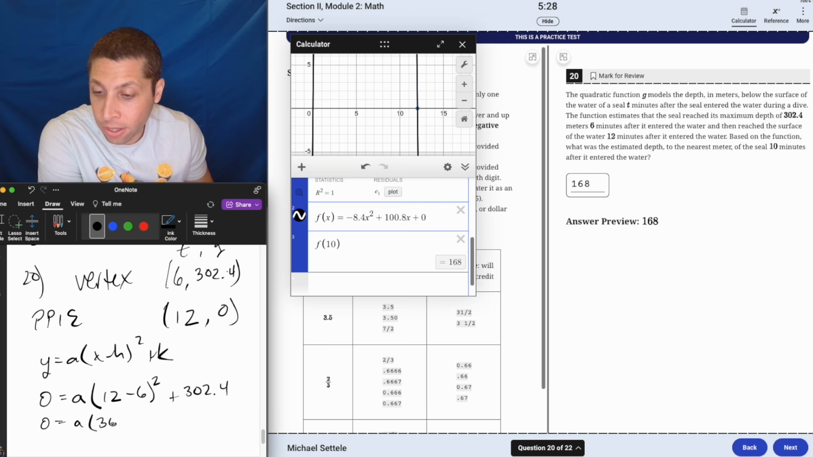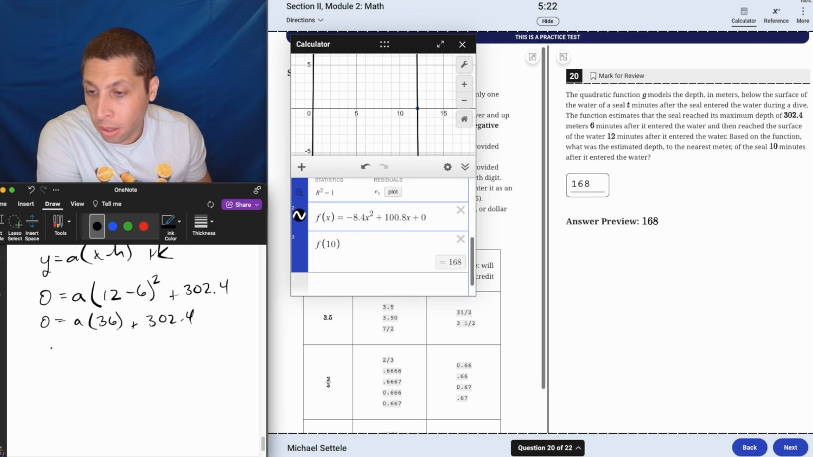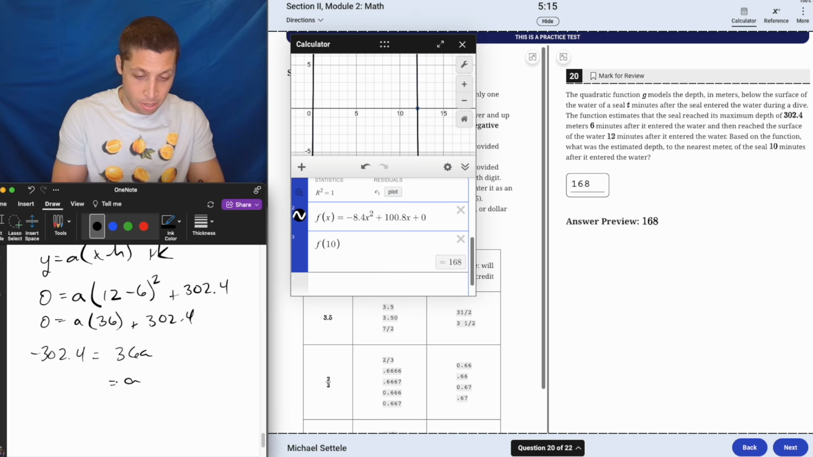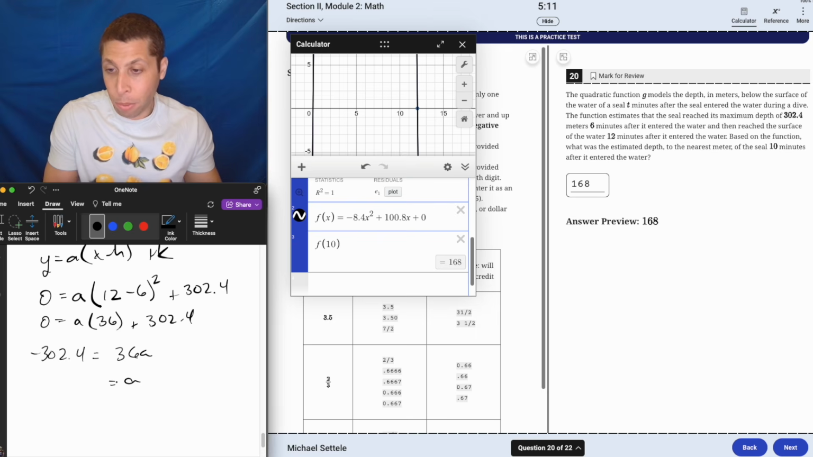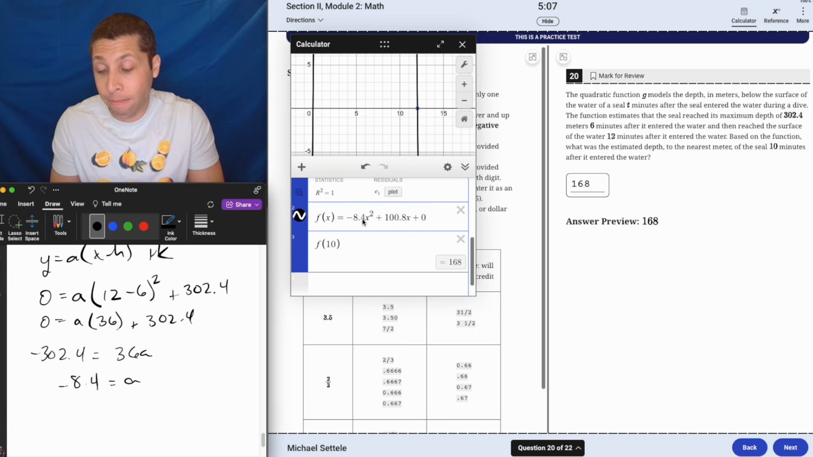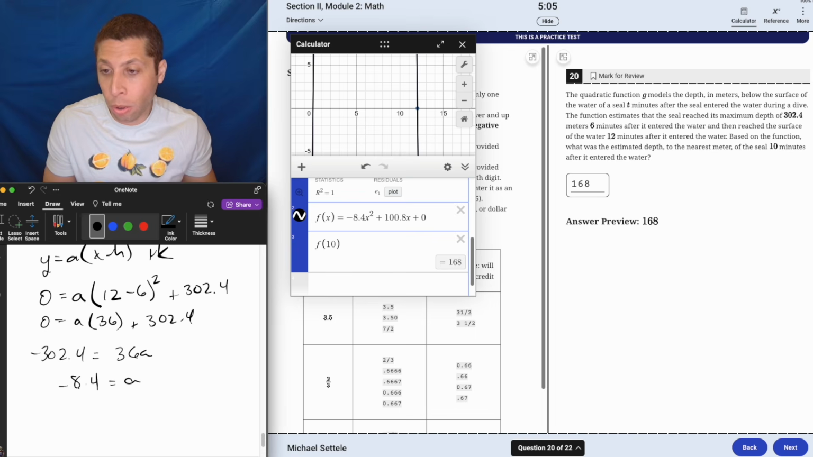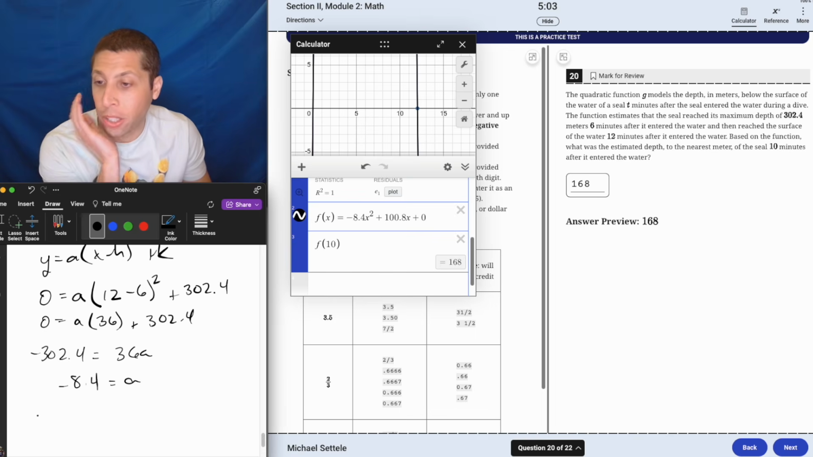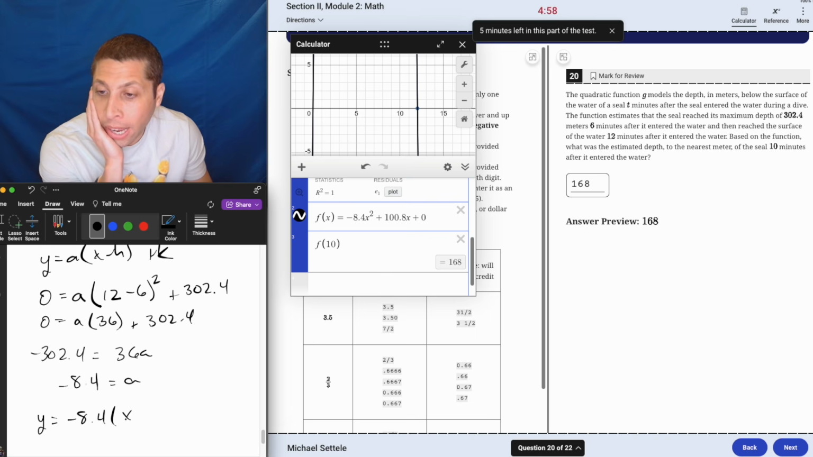0 is a times 36 plus 302.4. So negative 302.4 is 36a. So a is 302.4 divided by 36, which is 8.4, negative 8.4. And that is what they gave me. That's a good sign.